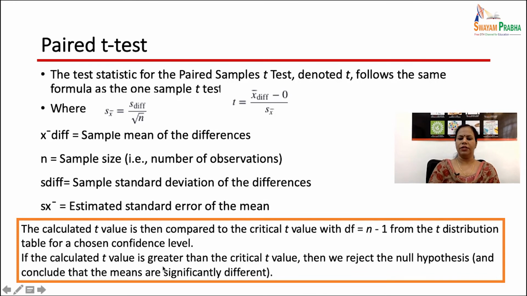If the calculated t value is greater than the critical t value, then we reject the null hypothesis. So if our calculated t value is greater than the critical t value given in the table at the level of 0.05, 0.01 or 0.001, then we will be rejecting the null hypothesis. It means that we will be accepting our alternative hypothesis, which means that the means are significantly different.